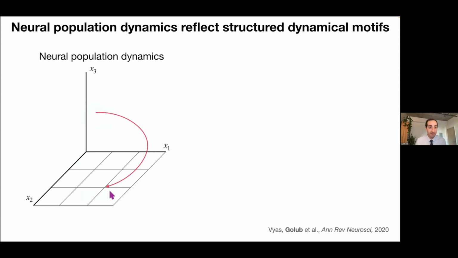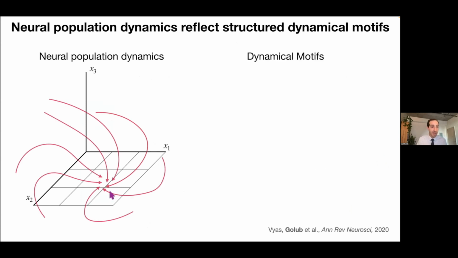These dynamics are often very structured, such that if you look at the neural trajectories from many different repetitions of an animal performing some behavior, so many different single trials, the neural trajectories all reflect a shared dynamical motif. In this case, the neural circuit gives rise to an attractor motif. All of the trajectories are attracted to a stable fixed point in the neural population dynamics.